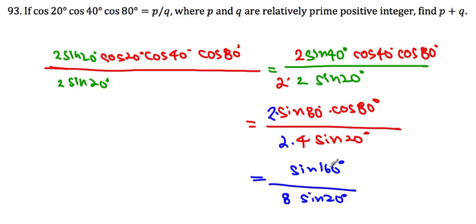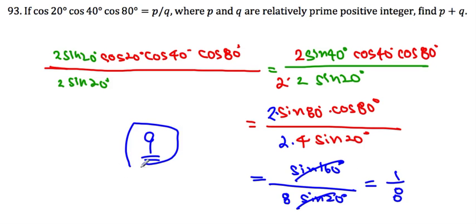But you can see that sine of 160 and sine of 20 must be equal to each other, because in the case of sine, when the angles are supplementary, as long as their reference angles are the same, they have the same value. So our final answer becomes 1/8. But what they want us to do is add the numerator and denominator, so our answer becomes 9. That becomes our final answer.